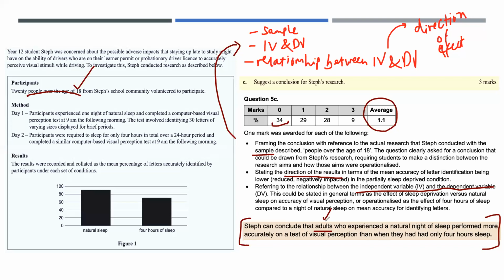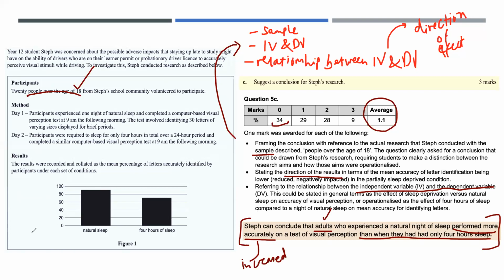Okay, you've clearly mentioned the sample. You've clearly mentioned the direction of effect. You said performed more accurately. You could have also used words like increased performance. You could have used words like higher accuracy on the mean percentage of letters recalled, whatever. You could have used any similar word there. On a test of visual perception, then when they only had 4 hours of sleep. So you're comparing this with the other condition there.